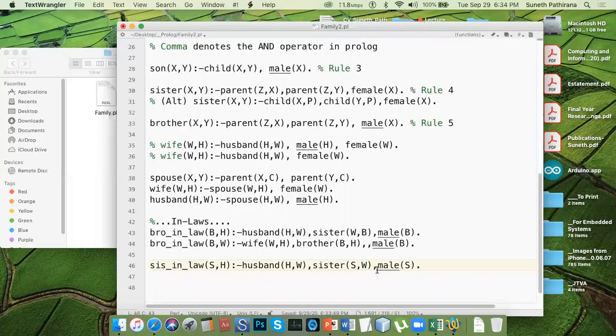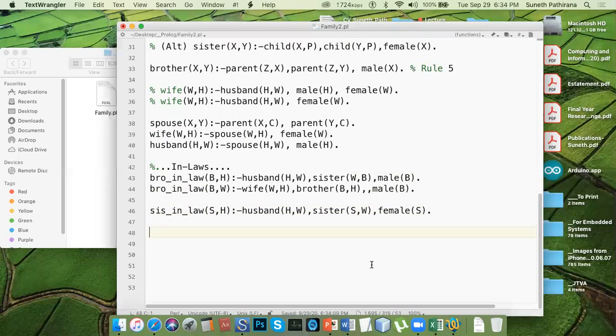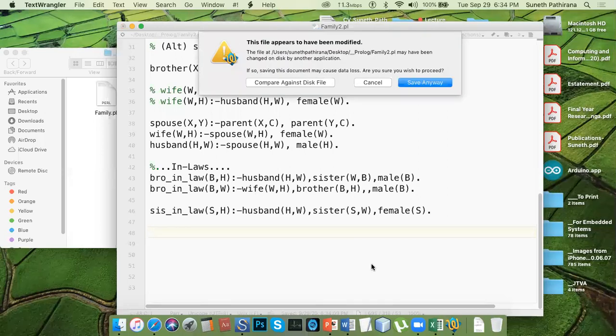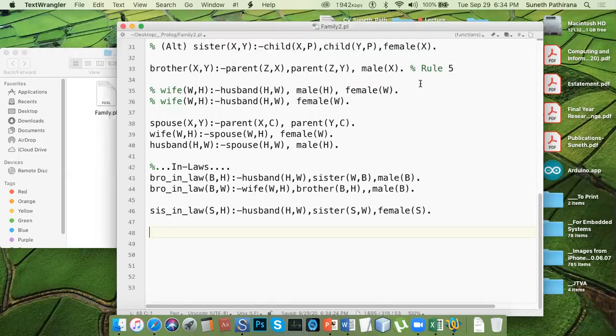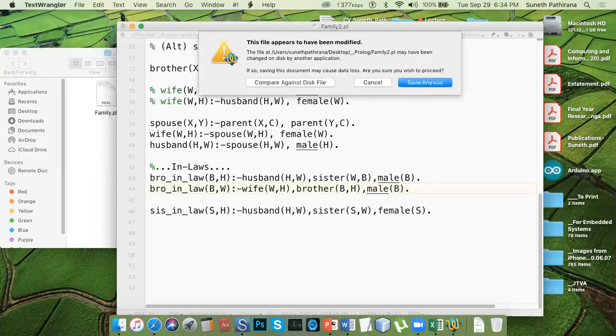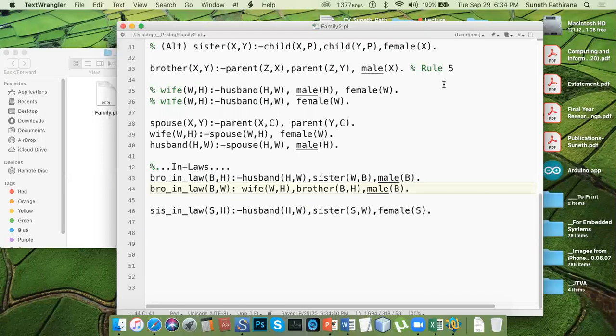Female person. So once you write the statement or the rule for the brother-in-law, you can easily convert that, you can easily extend that into the sister-in-law relationship. Okay, and so the additional comma is there. It's not necessary. And more relationships.